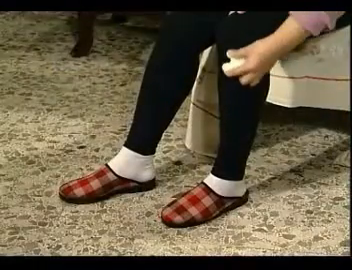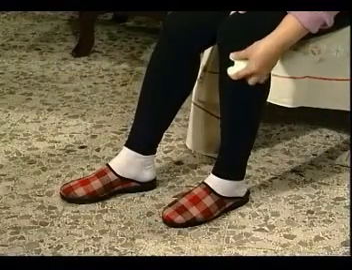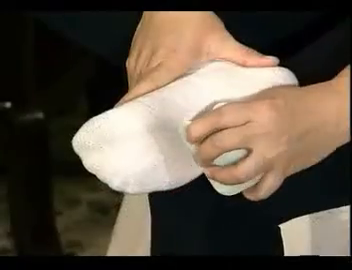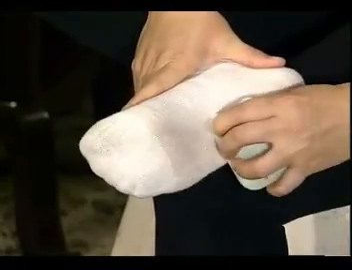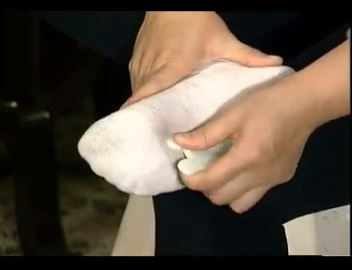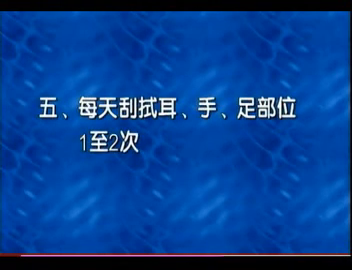Scraping and rubbing PC6 can clear away the heart fire, tranquilize, and strengthen the functions of the heart. Scraping and rubbing ST36 can strengthen the spleen and stomach and reinforce resistance of the body. Scraping and rubbing KI1 can nourish yin, remove pathogenic fire, and tonify the kidney. Scraping the ear, hand, and foot once or twice every day.